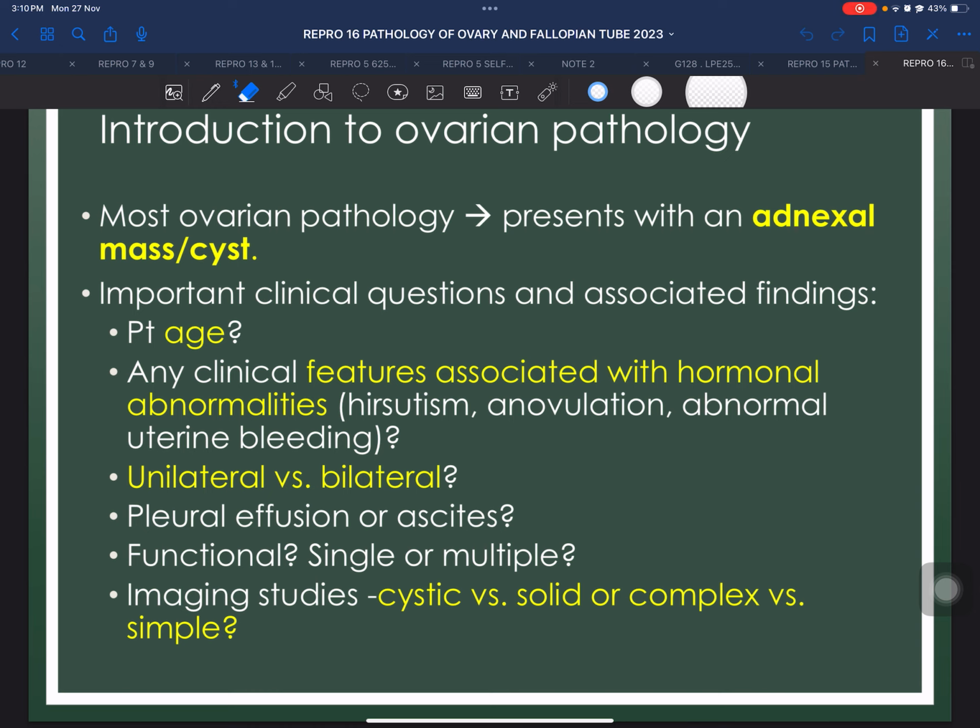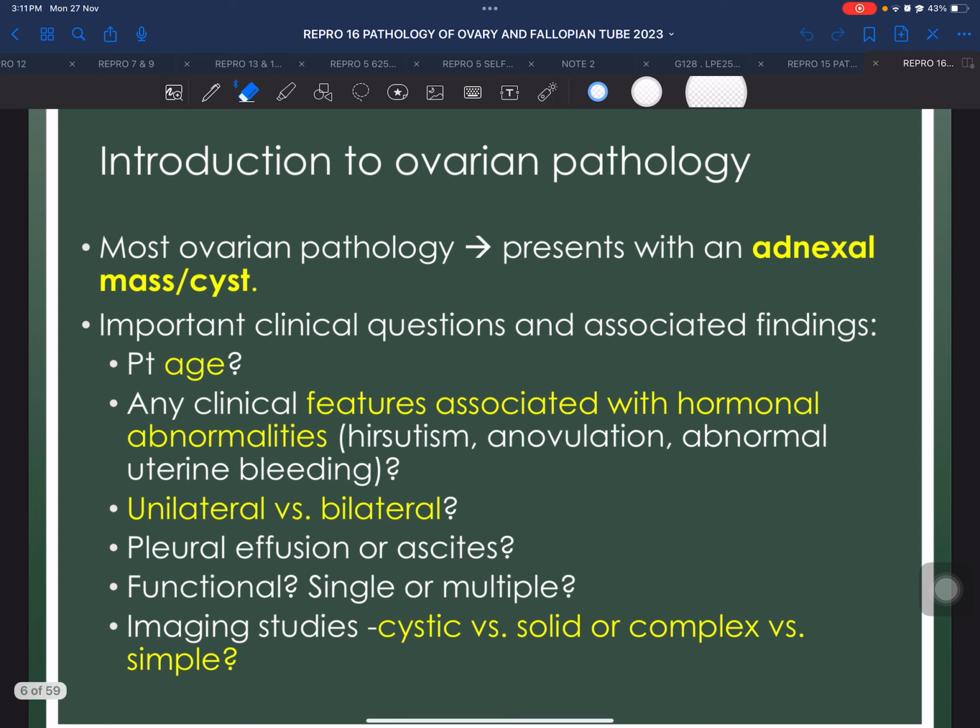Okay? And whether the lesion in the ovary or fallopian tube is unilateral or bilateral, whether there are associated effusion within the pleural cavity or ascites within the abdomen, whether the lesion is functional, producing hormone, whether they are single or multiple, and you need to look at the imaging studies, whether the lesions are cystic or cystic solid, or they are complex or a simple lesion. So these are the important questions that you have to think about when you want to consider what are the pathology that occurs in the ovary.